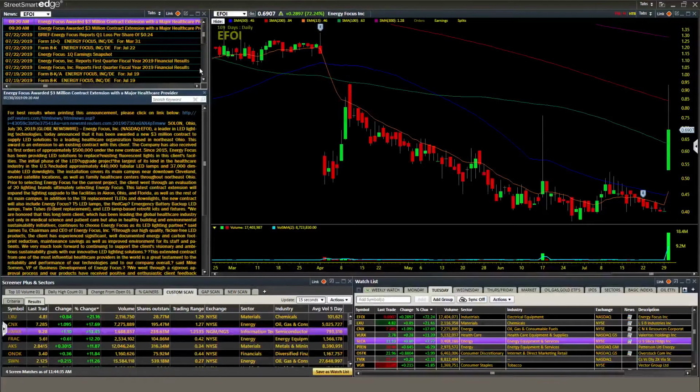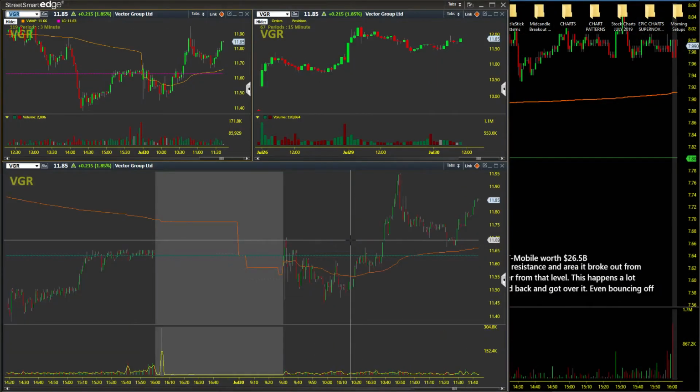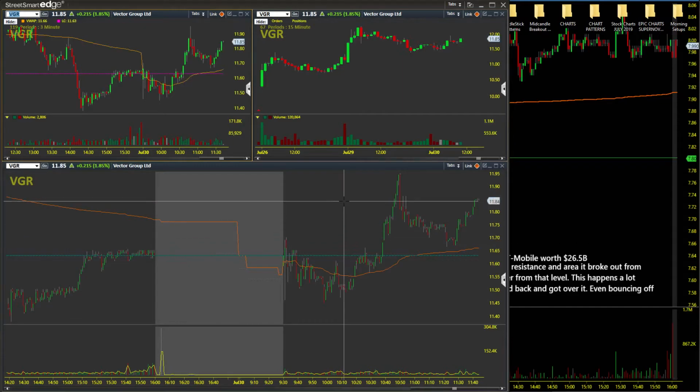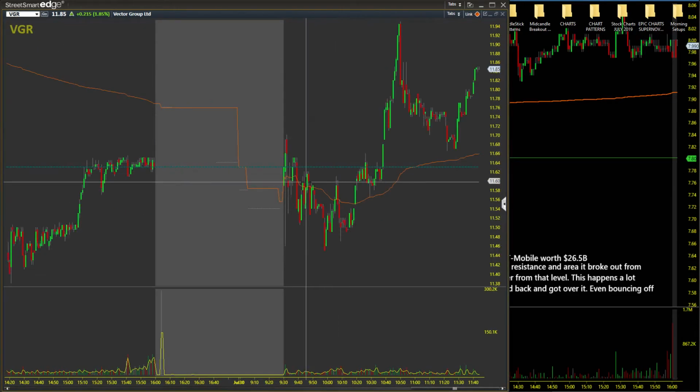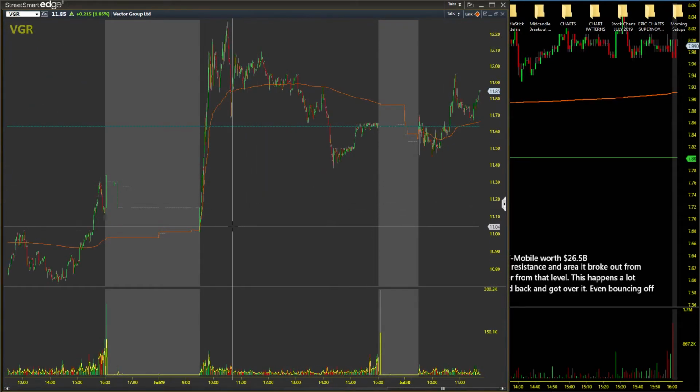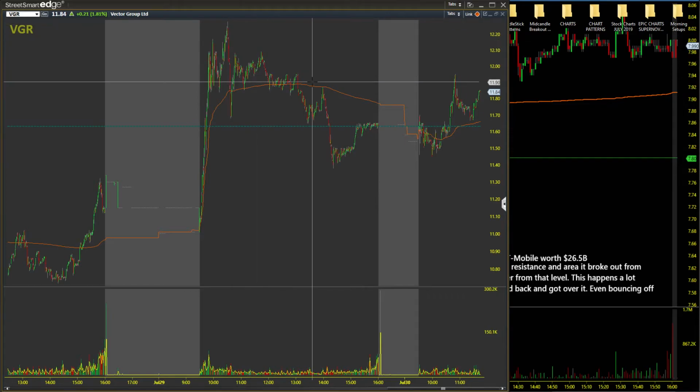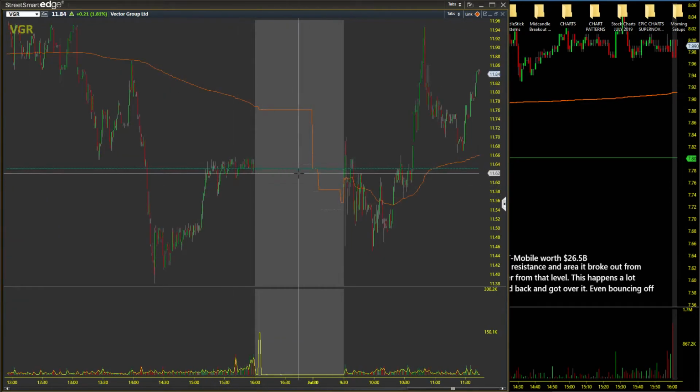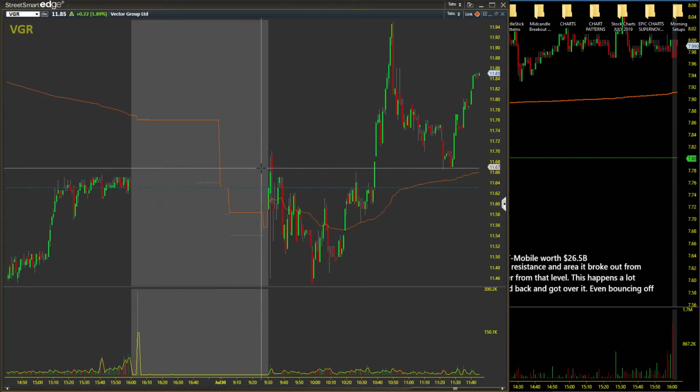Alright, VGR is another example I wanted to go over. This is why I plot the previous day's close on my charts. VGR yesterday, big explosion from 11 all the way up to $12. After that, it sold off and then it closed right here at 11.63. This is what we call pretty much a red to green move.